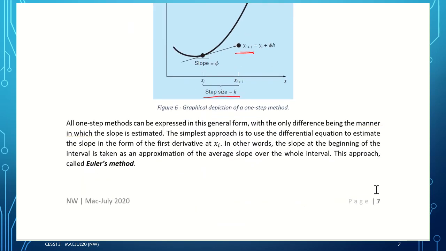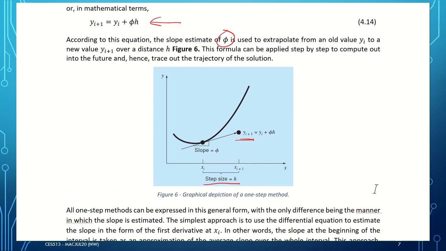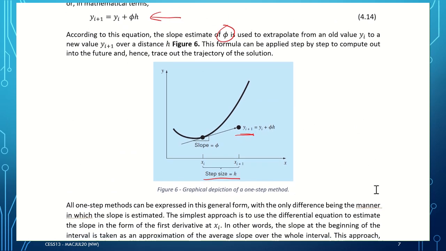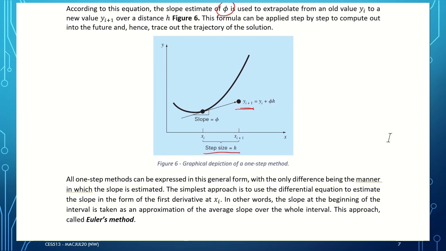All one-step methods can be expressed in this general form: y i+1 equals y i plus slope times h, with the only difference being the manner in which the slope is estimated. The simplest approach is to use the differential equation to estimate the slope in the form of the first derivative. In other words, the slope at the beginning of the interval is taken as an approximation of the average slope. This approach is called the Euler method.